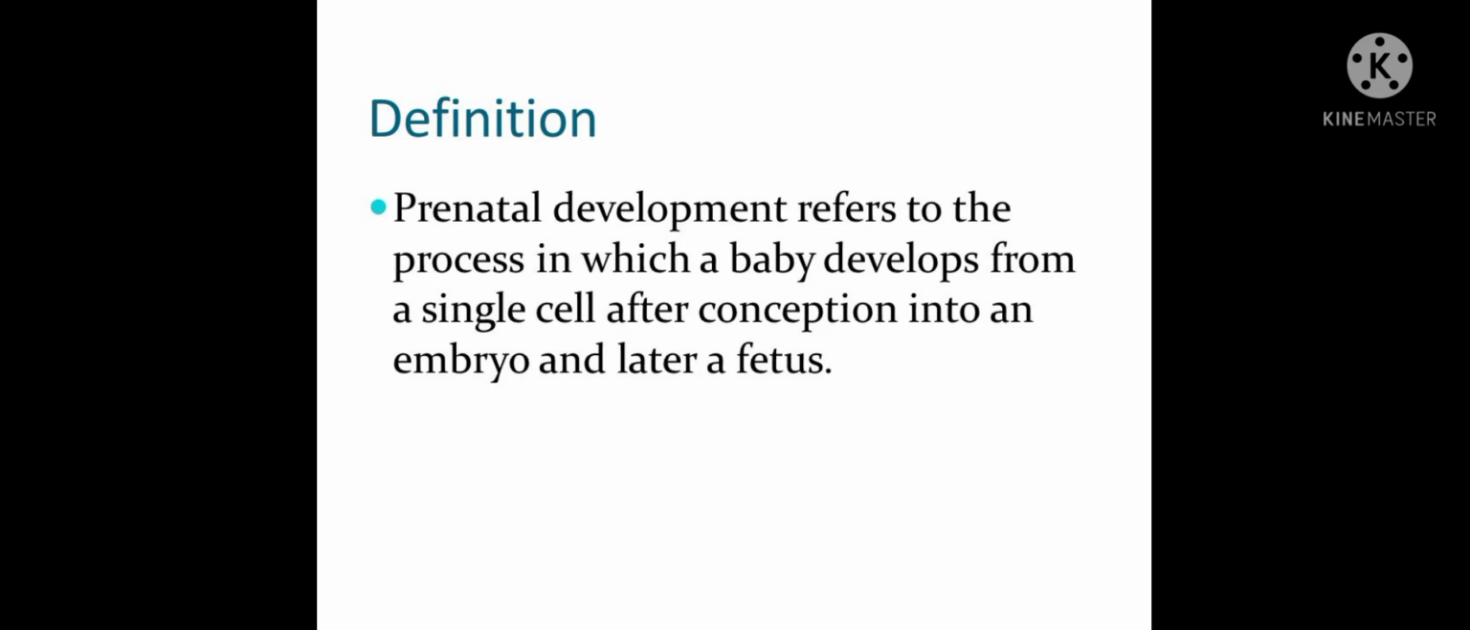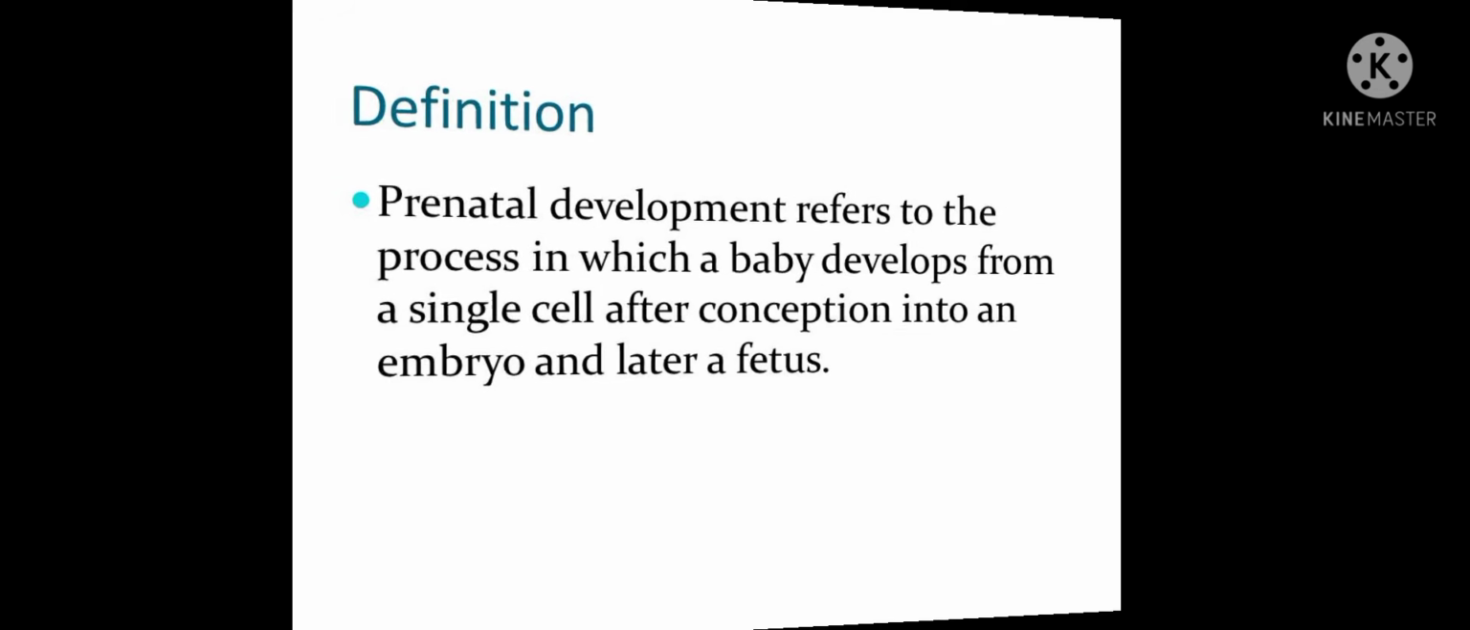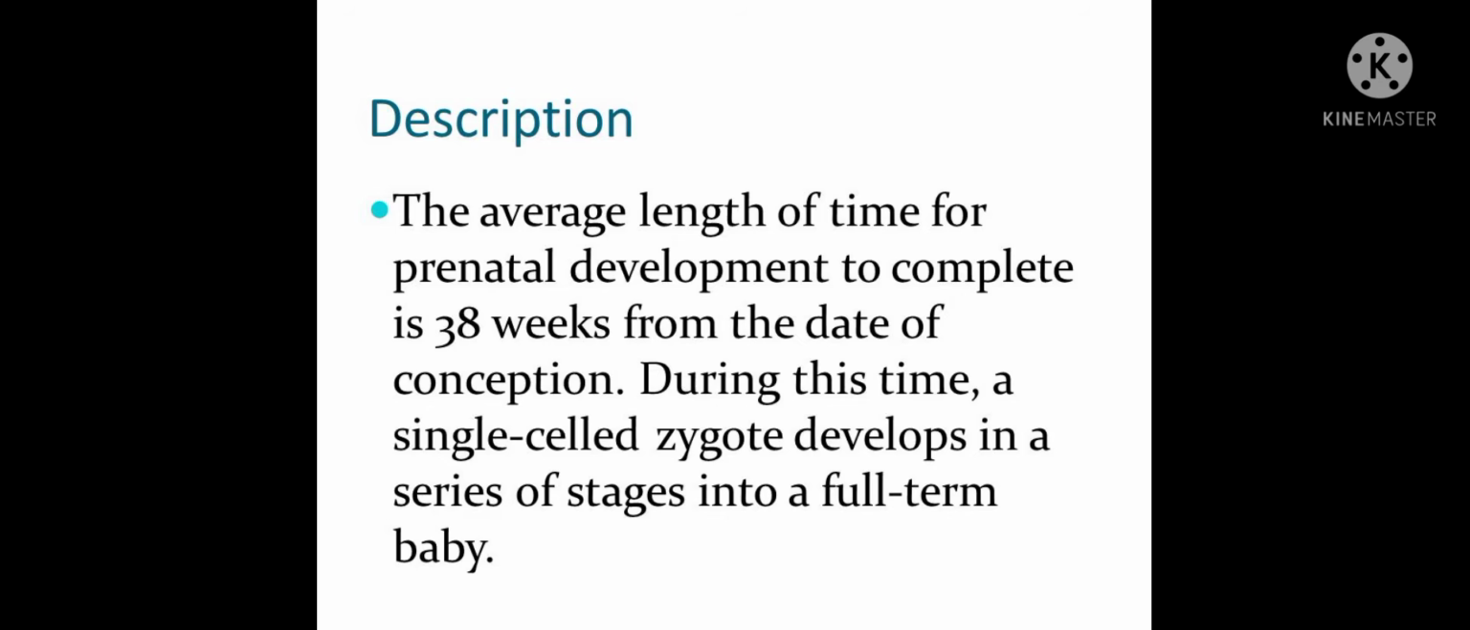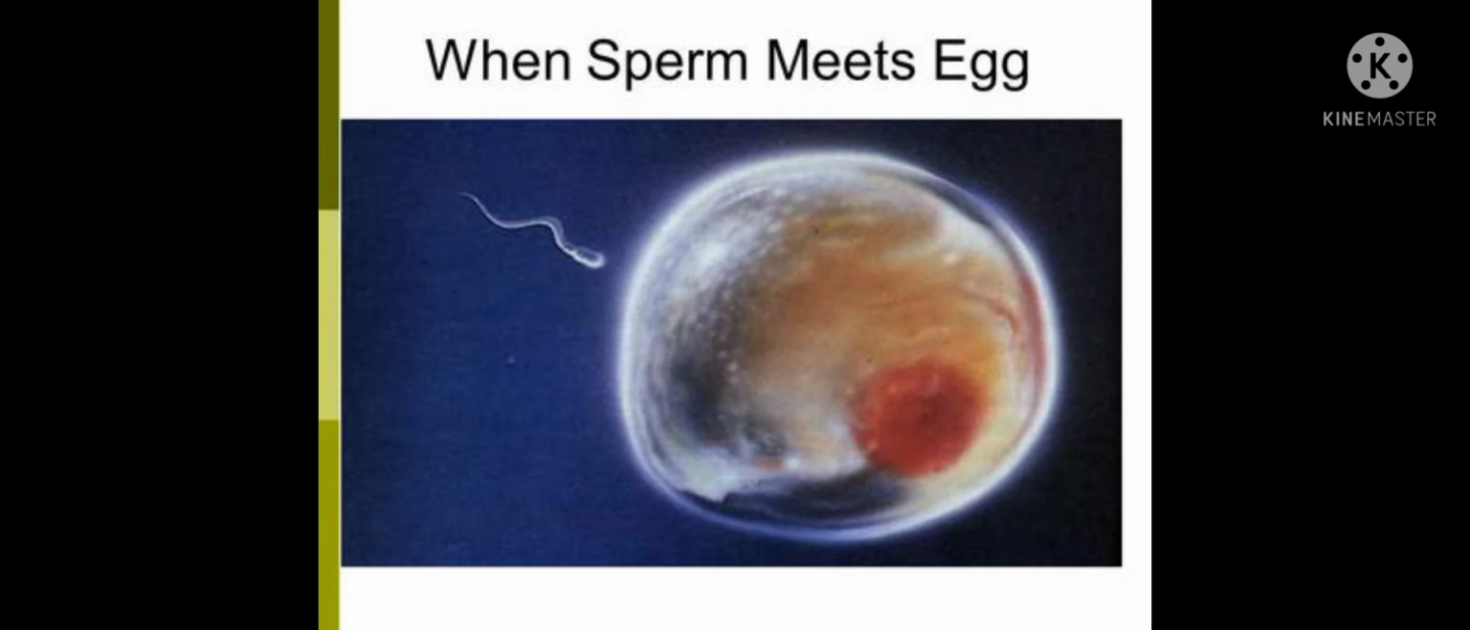Prenatal development refers to the process in which a baby develops from a single cell after conception into an embryo and later a fetus. The average length of time for prenatal development to complete is 38 weeks from the date of conception. During this time, a single-celled zygote develops in a series of stages into a full-term baby.